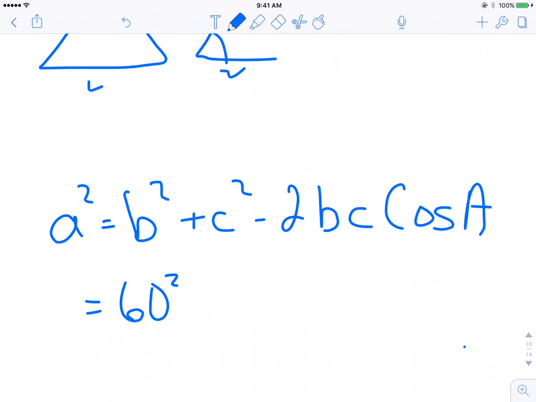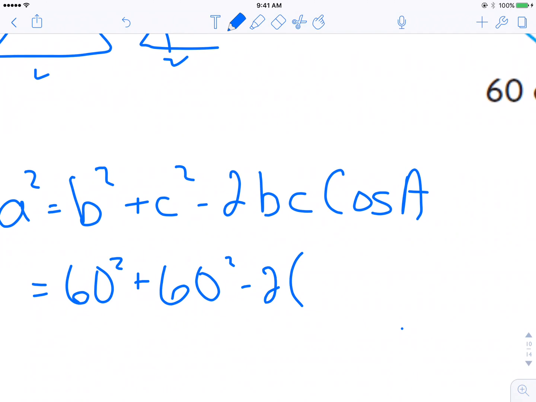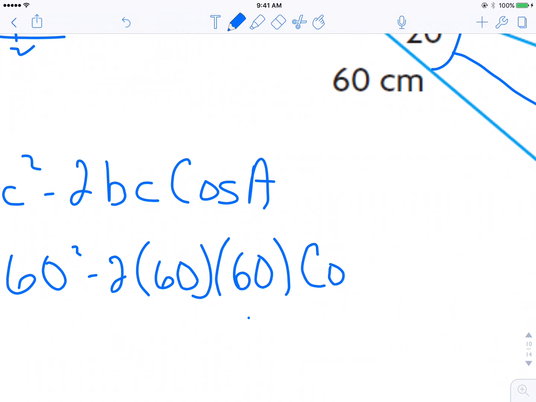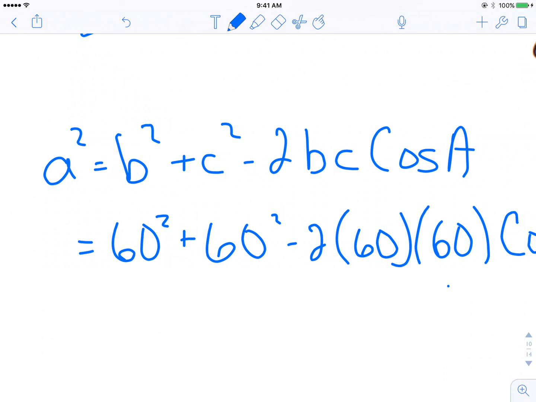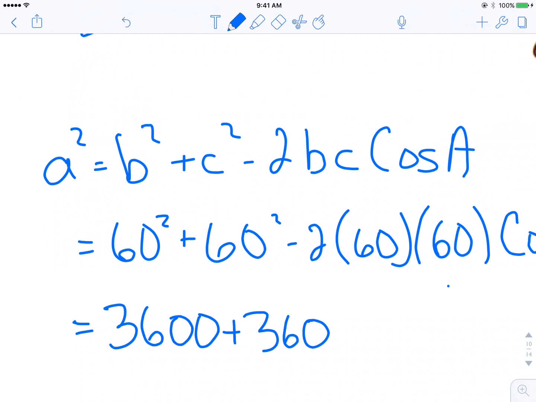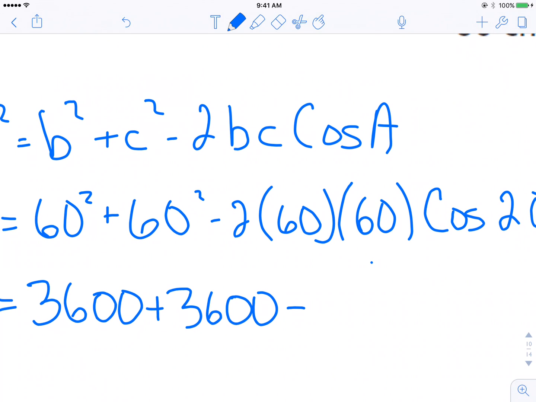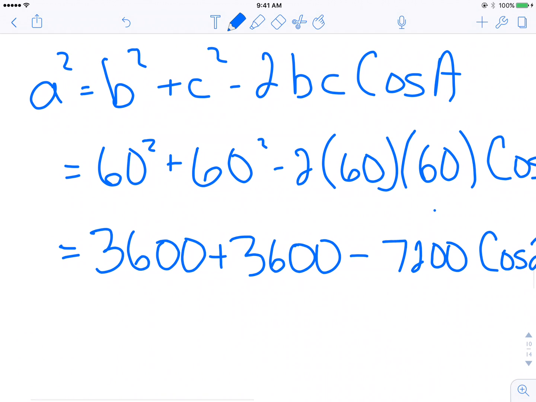Substitute into my formula. Easy substitutions here. 60 squared plus 60 squared minus 2 times 60 times 60 times the cosine of, was it 20 degrees, I believe. Punch those into our handy dandy calculator. Start to simplify. I get 3600 plus 3600 minus 7200 times the cosine of 20. So be careful when you punch that in your calculator.